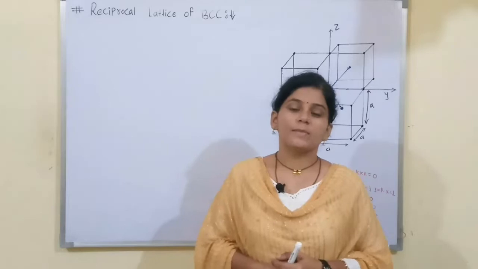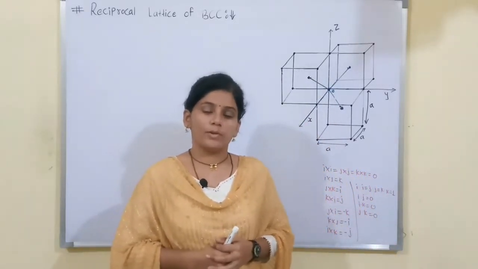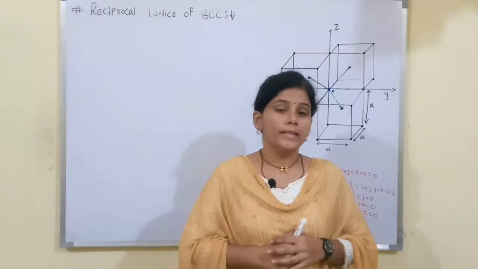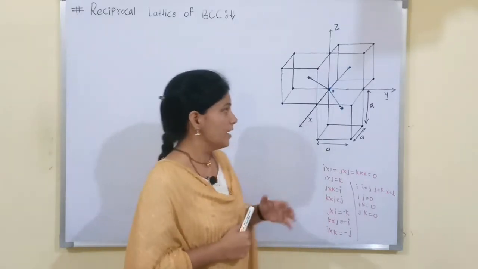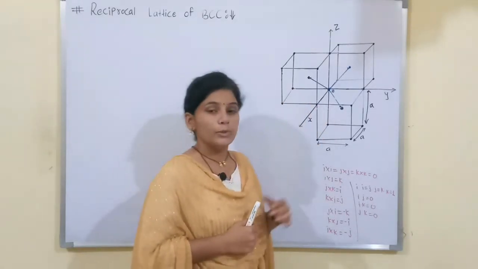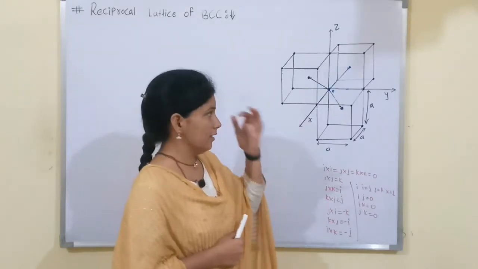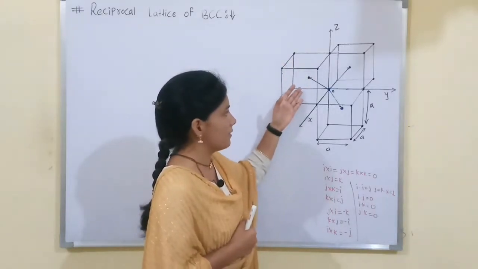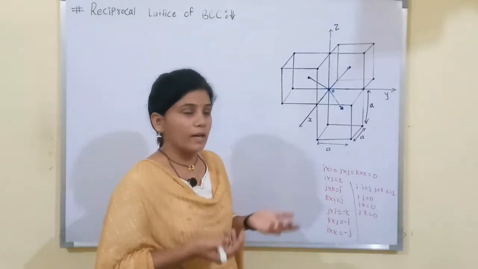Discuss about the reciprocal lattice of simple cubic crystal system, and in this lecture we are going to discuss about the reciprocal lattice of body centered cubic crystal system. For the calculation of reciprocal lattice of BCC, here we have three adjacent units. We know that in body centered cubic crystal system, the atoms are arranged at the corners as well as one atom or one lattice point present in the body diagonal.